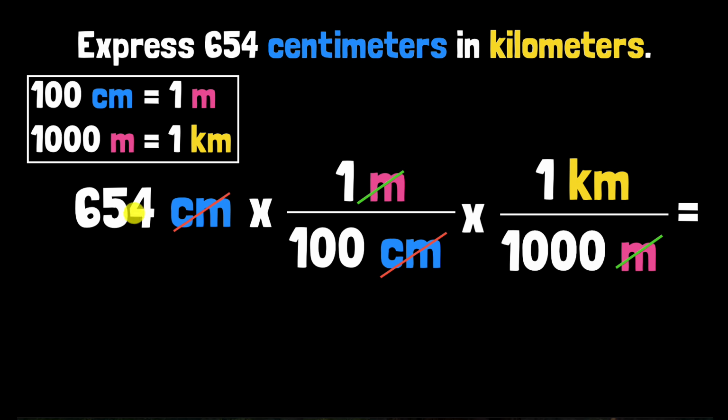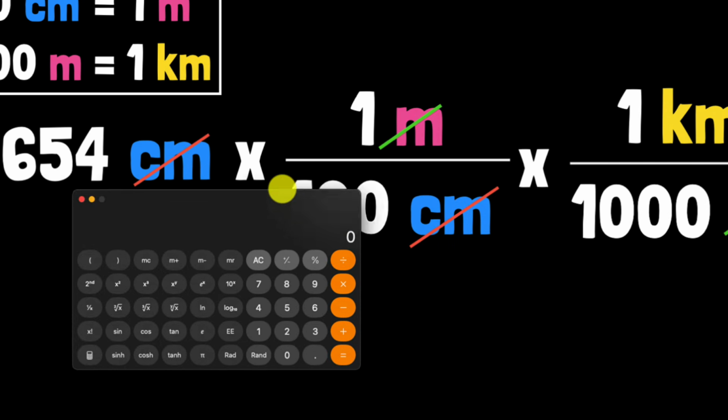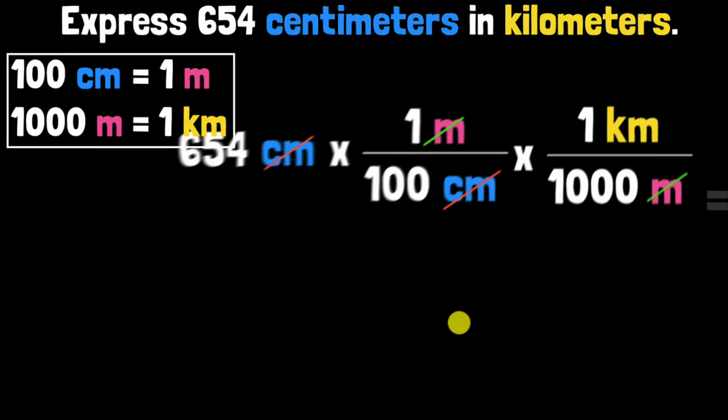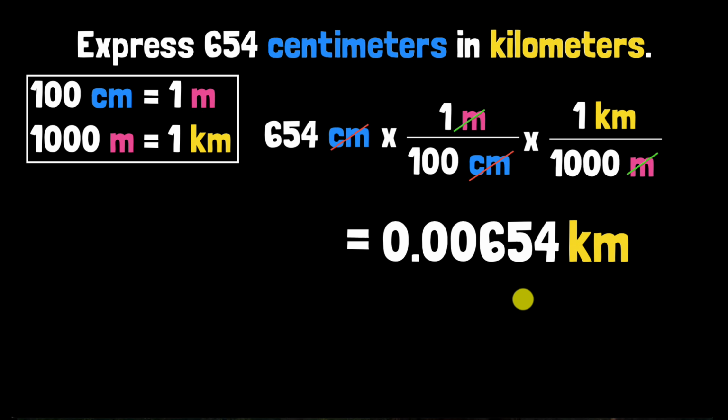So the last step is to put all of this into our calculator. We plug this in: 654 times 1 times 1 divided by 100 divided by 1,000. And we get 0.00654 kilometers. The last step is to check for the significant figures. We have 3 significant figures in our question, so we want to make sure our final result also has 3 significant figures. And we do, because remember, the leading zeros never count for our significant figures. So this is our final answer.